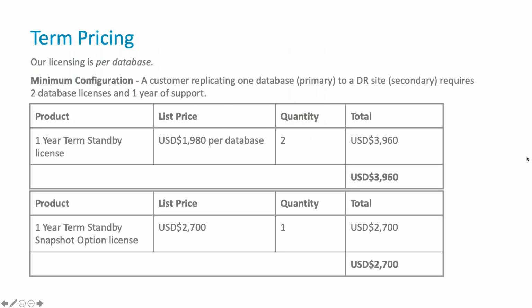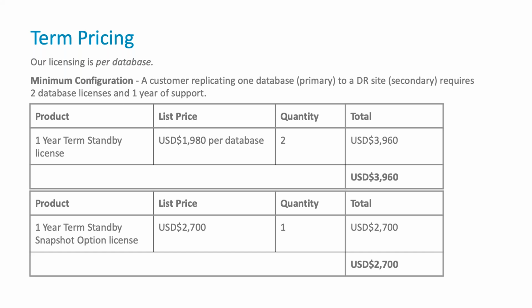And then if you just go to the next slide, VJ. This is our term pricing. So for standby, it's $19.80 per database. Again, remember you need 2 database licenses at minimum. So you're looking at just under $4,000 US per year for term licensing. And of course, if you have more than one database you wish to protect, then we can definitely look into quantity discounts, and that's something that we would work with you on.